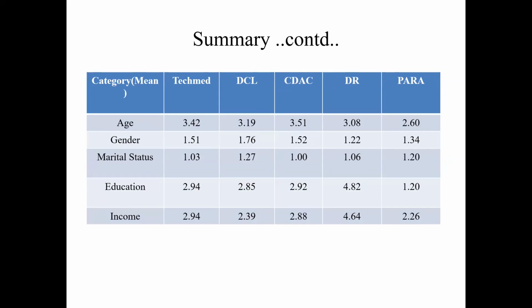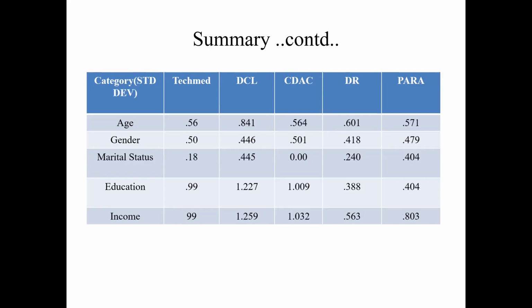paramedical. The marital status for TechMed and DCL and CDAC and doctor and paramedical is 1.03, 1.27, 1.06, and 1.20 respectively. For education, the mean is 2.94, 2.85, 2.292, 4.82, and 1.20. For income group, 2.94, 2.39, 2.88, 4.64, and 2.26 is the mean.